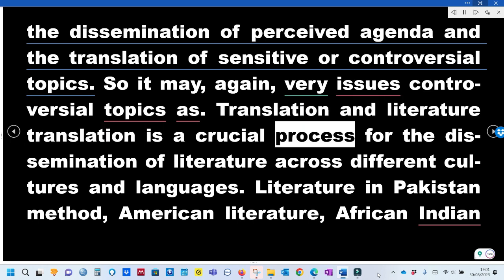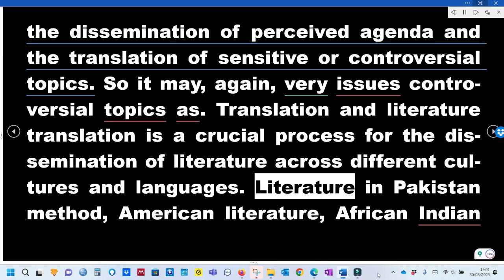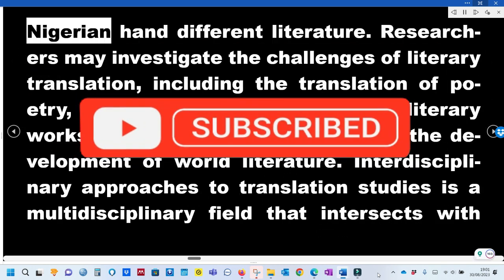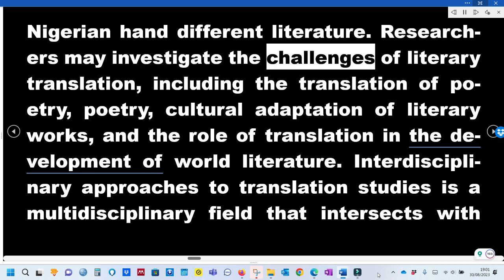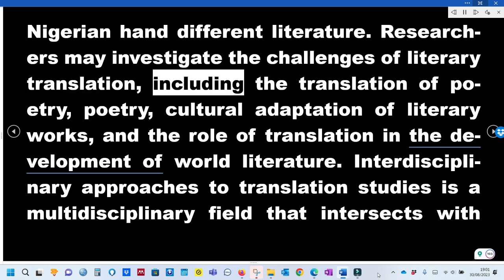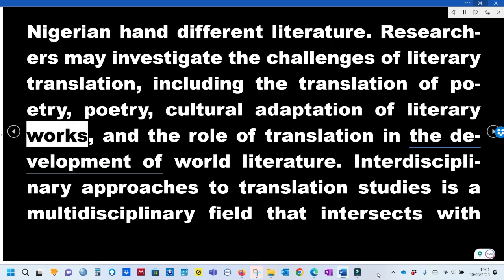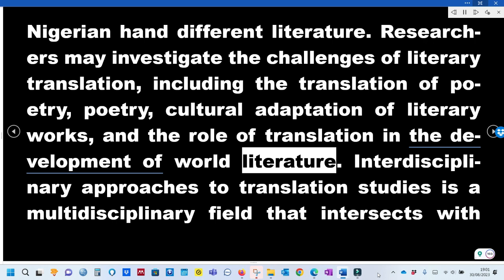Translation and literature. Translation is a crucial process for the dissemination of literature across different cultures and languages, such as Pakistani, American, African, Indian and Nigerian literature. Researchers may investigate the challenges of literary translation, including the translation of poetry, cultural adaptation of literary works, and the role of translation in the development of world literature.